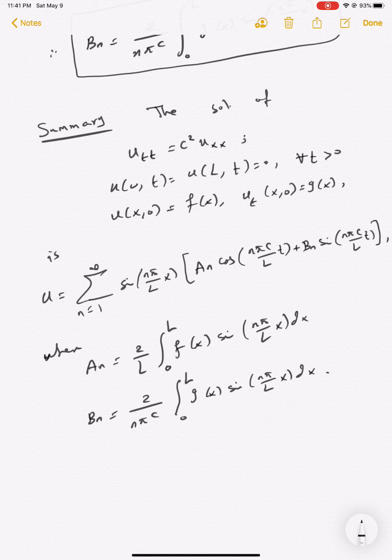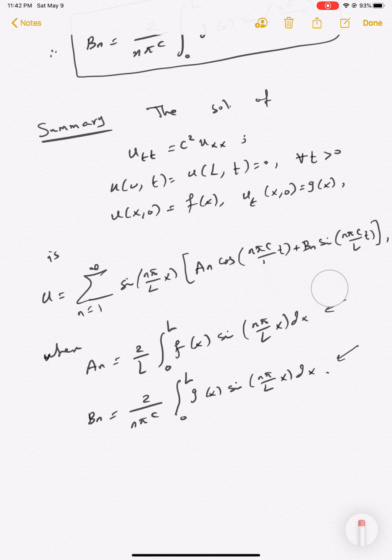These are given. So just imagine you have a given f of x, like for example x squared minus 1 or x squared minus x or whatever, and the same for g of x. You just find these integrals and you plug them back into the equation, and that's it. This is your u. This is exactly your u.